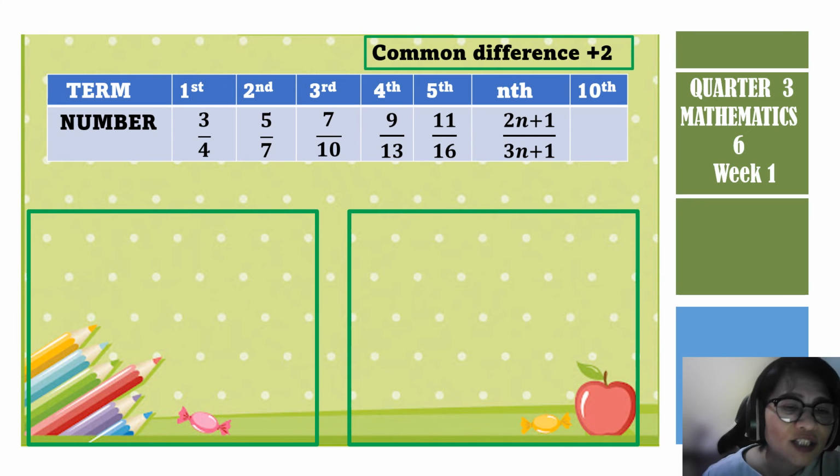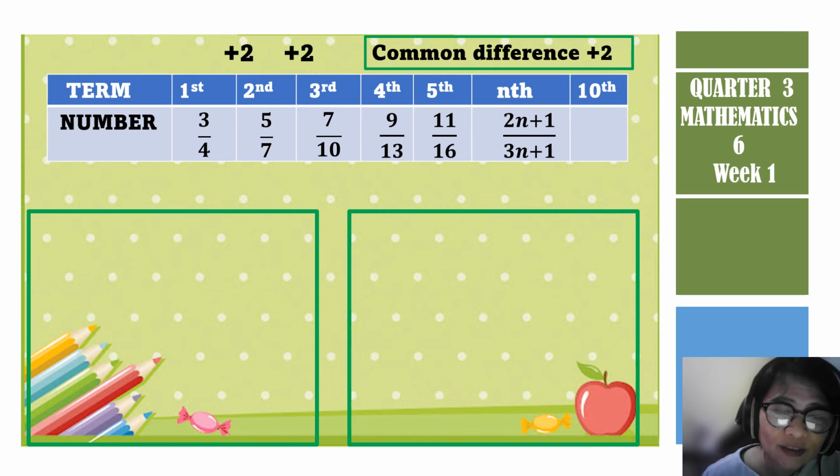Na 3 at saka 5. So, if we add 2 to 3, it becomes 5. Kaya ang common difference nila ay 2. So, anong idadagdag natin sa 5 para magiging 7? 2 pa rin. Ang 5 para magiging 9, 2 pa rin siya. Okay. So, ang ating common difference is 2. So, ibig sabihin, ang ating formula or ang ating rule is 2n.